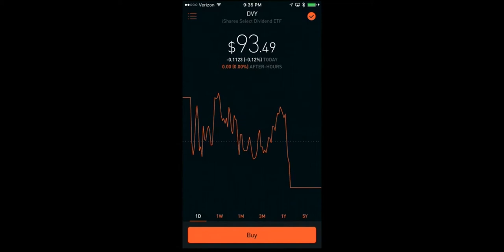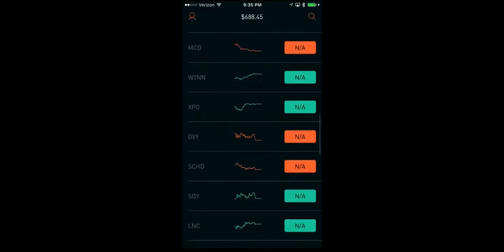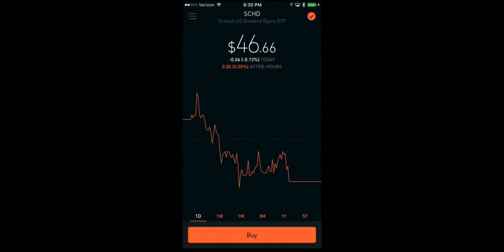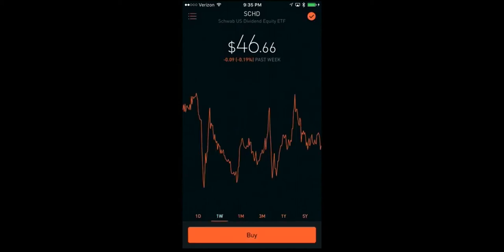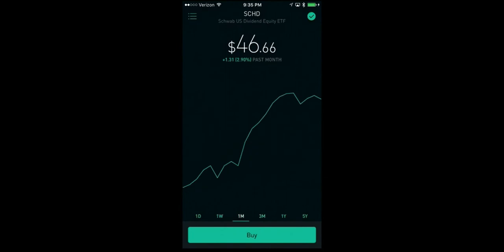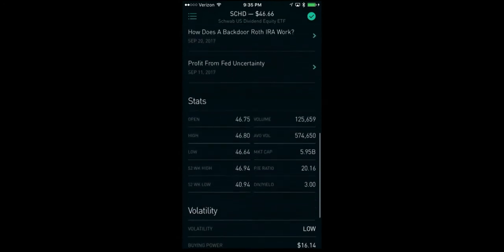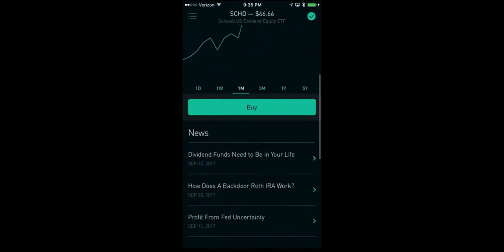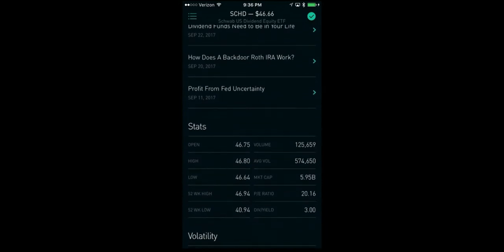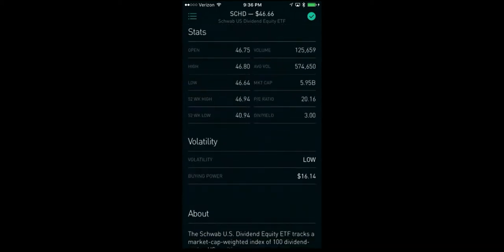All right. So, on to the next one. We have SCHD, which is Schwab U.S. Dividend Equity ETF. And again, great 1 year, great 5 year. So that's mainly what I'm looking at. I go through and I may glance at the 1 weeks and things like that, and I'll use my other web services to really dig into many, many years back just to see how it's performed. But ultimately, I go with more long-term, so that's mainly what I focus on. Dividend yield, 3.00, and market cap, $5.95 billion. And of course, low volatility.